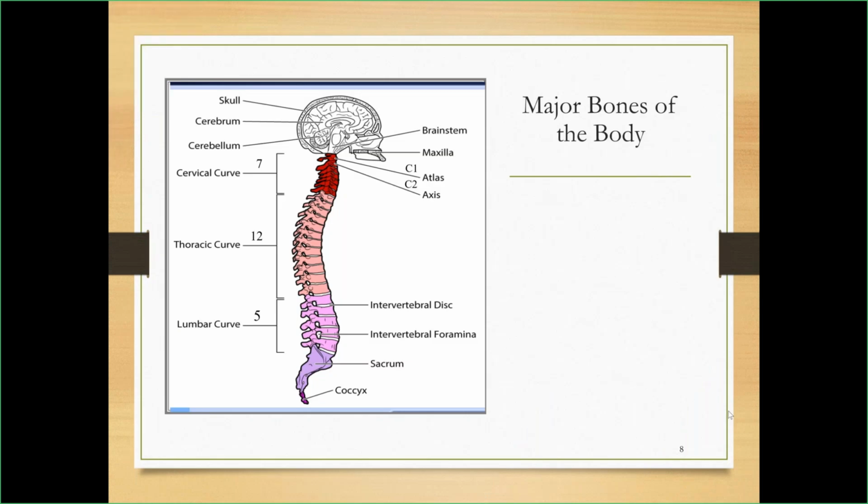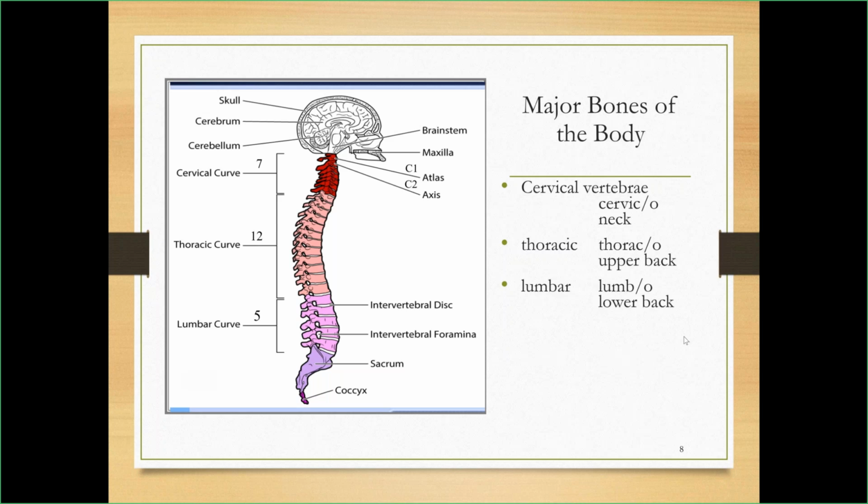Cervical vertebrae's combining form is cervico, commonly known as neck. Thoracic vertebrae's combining form is thoraco, also known as upper back. Lumbar's combining form is lumbo, commonly known as lower back. Sacrum's combining form is sacro. It's connected to the pelvis. Coccyx's combining form is coccygo. It's also known as tailbone.